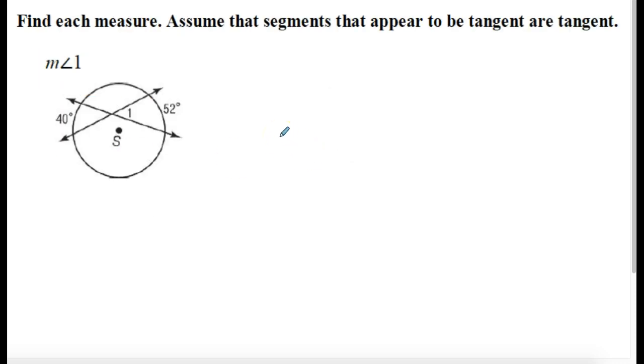For this one, to find angle 1, we can just say the measure of angle 1 will be equal to 1/2 of these two intercepted arcs. So 1/2 of 52 plus 40.